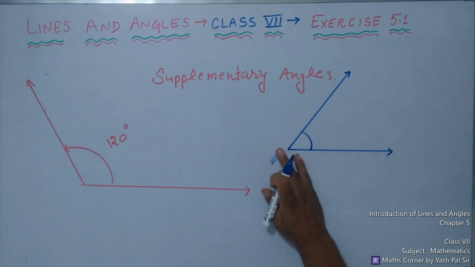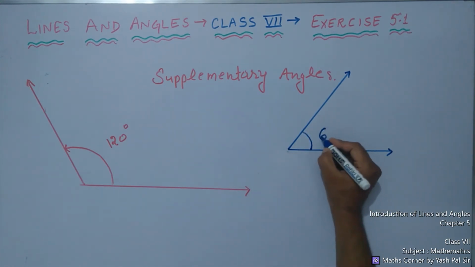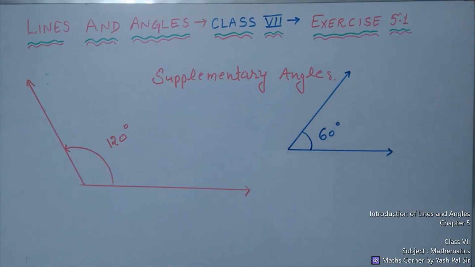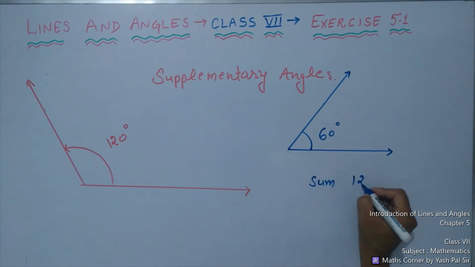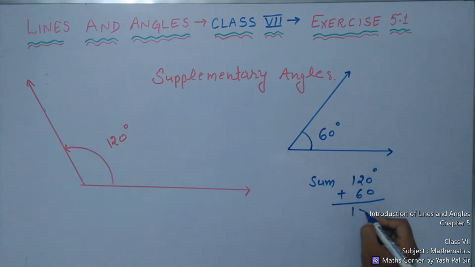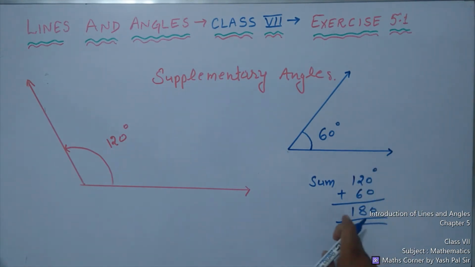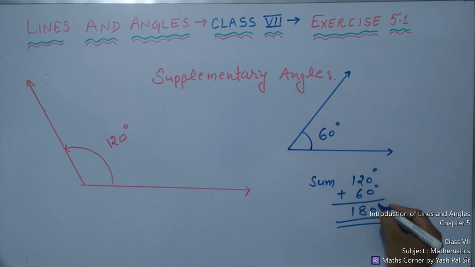What is the measure? The measure of this angle is 60 degrees. Now what do we see? The sum, 120 degrees plus 60 degrees, is equal to 180 degrees. If the sum of two angles is equal to 180 degrees, then we say that the two angles are supplementary angles.